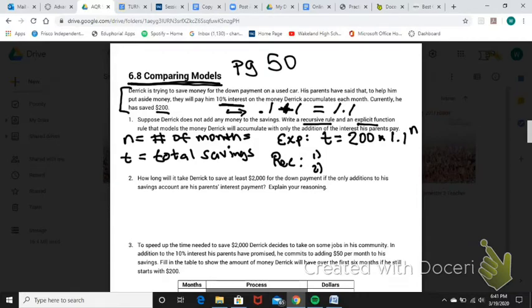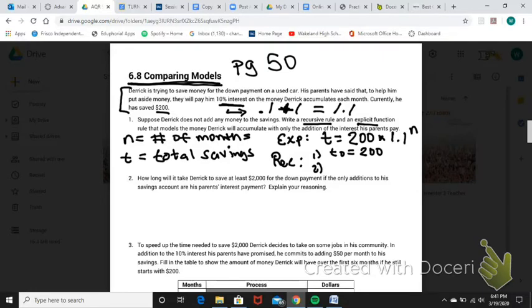So in this situation, we have t of 0. t represents our total savings, and 0 is the amount of months that he saved. So before he does anything, the amount of money that he has is $200. So that 200 is going to go here.